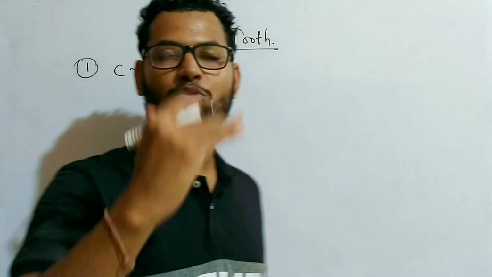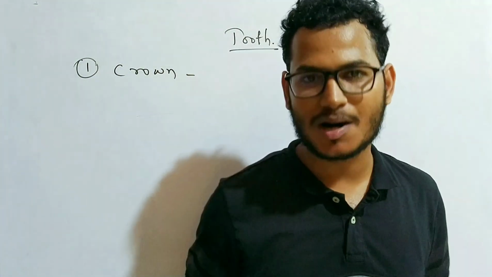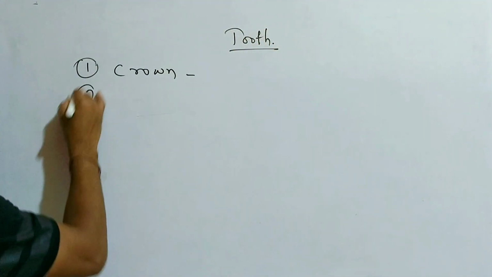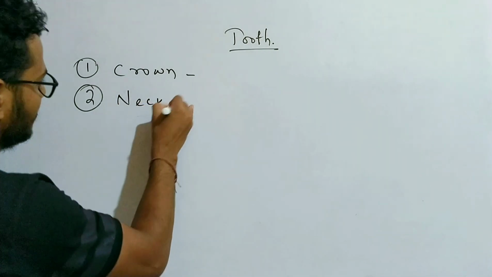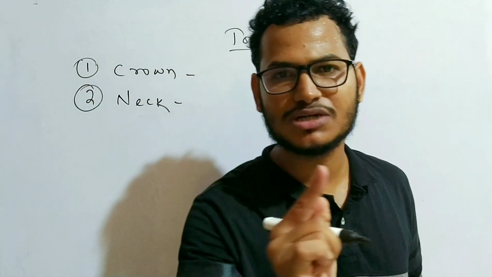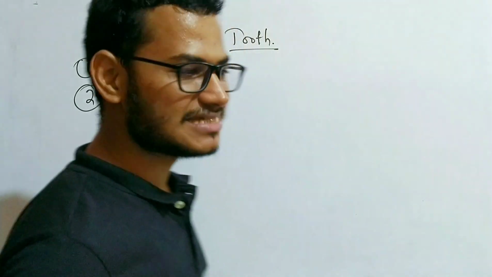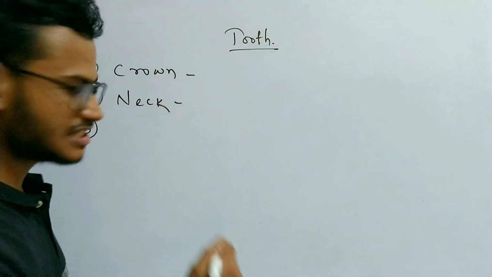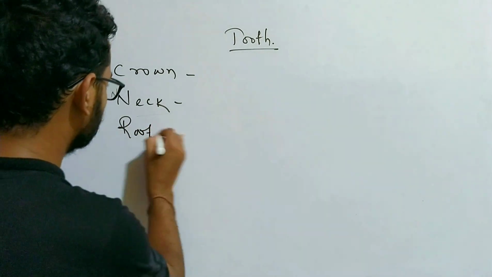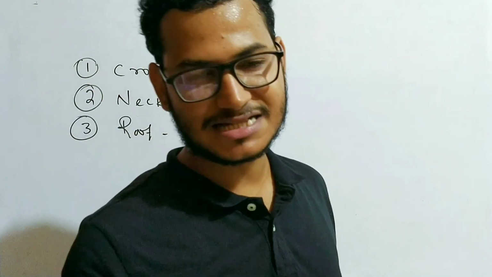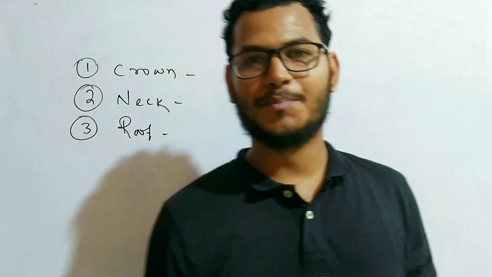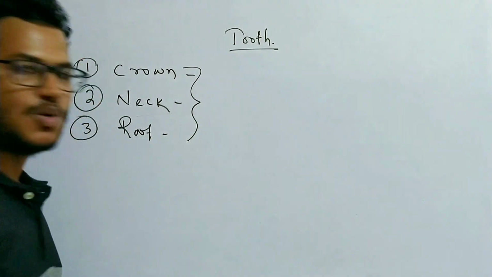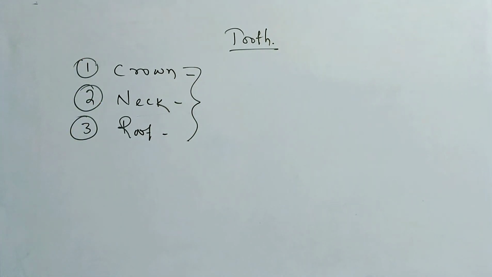It is the uppermost part of the tooth which is seen to our naked eyes, which is present above the gum. The second part is the neck. It is the part which is surrounded by the gum, present just below the crown. The third or last part is the root, which is not seen to our eyes because it is present below the gum. Clear? So these are the three important parts of the tooth.